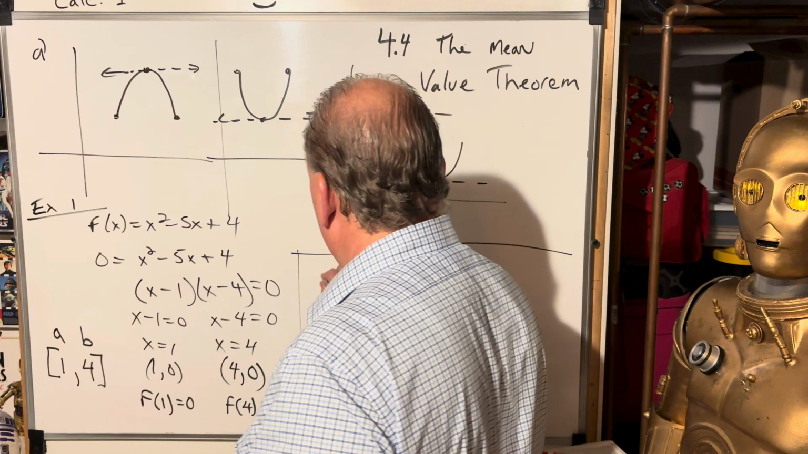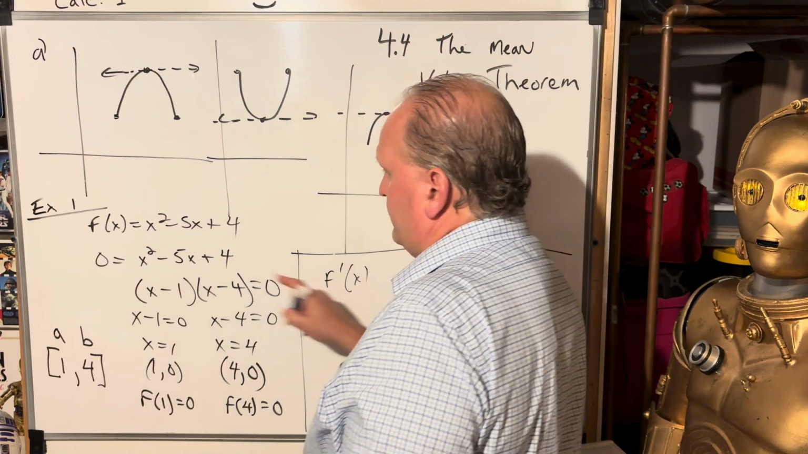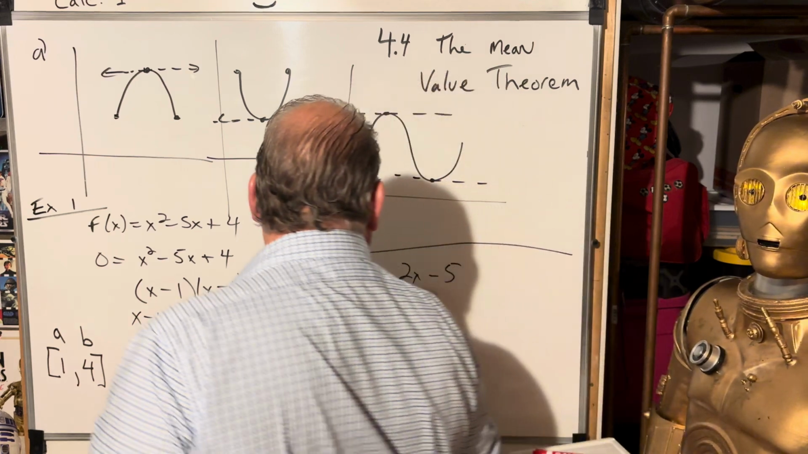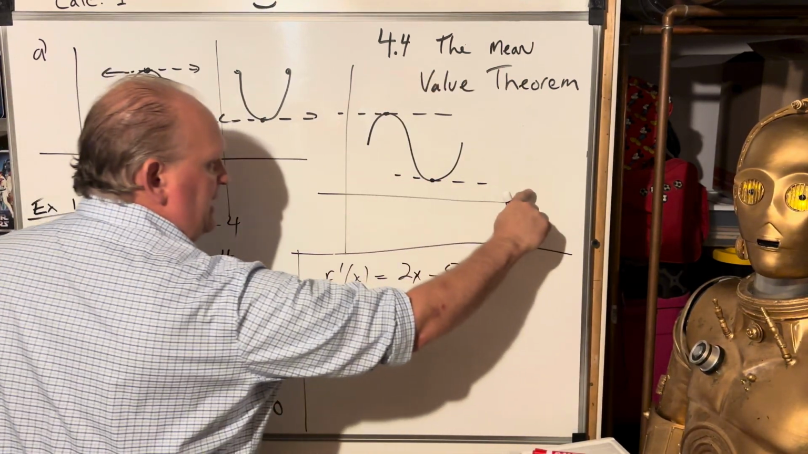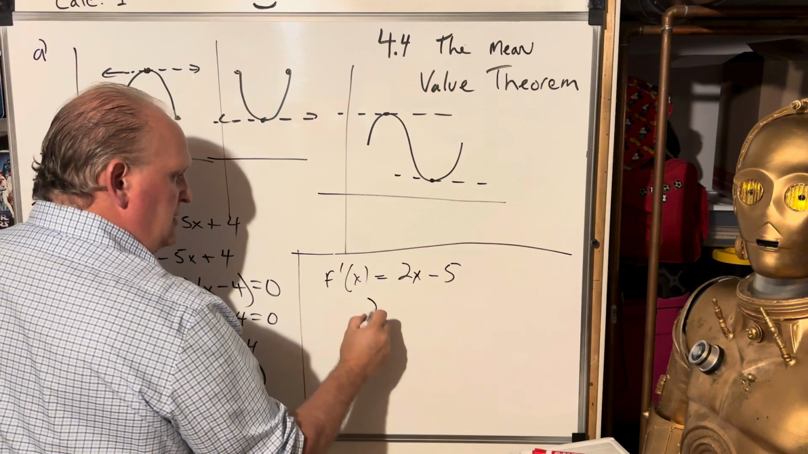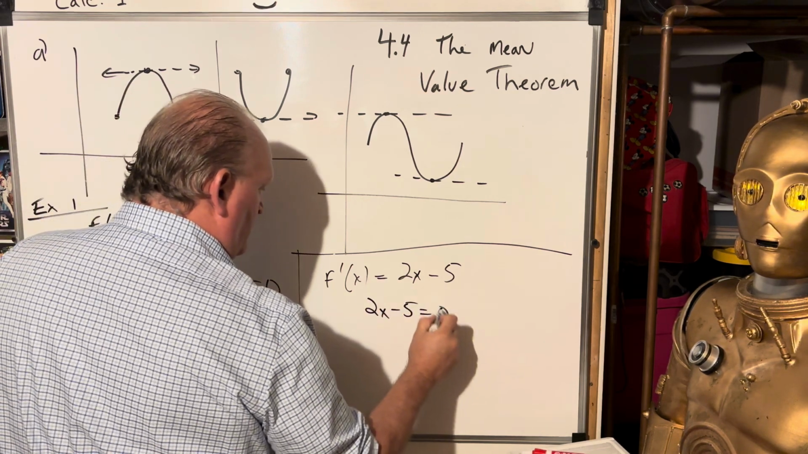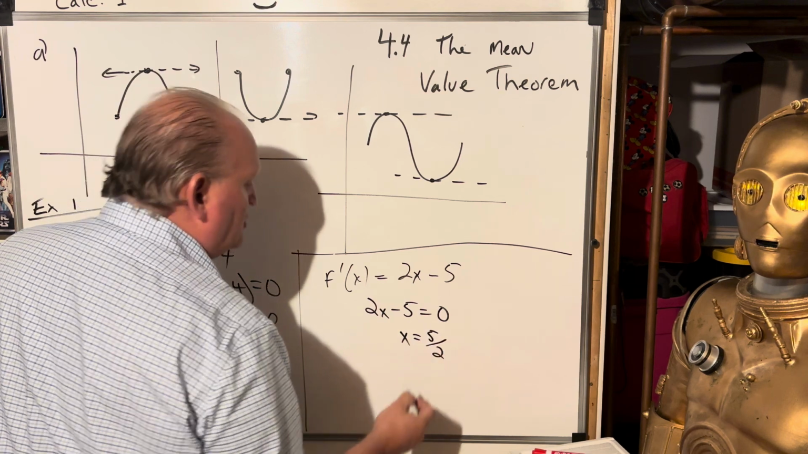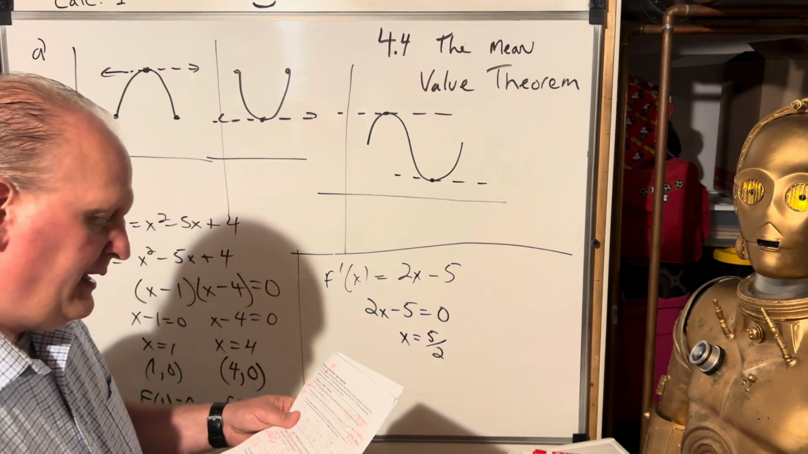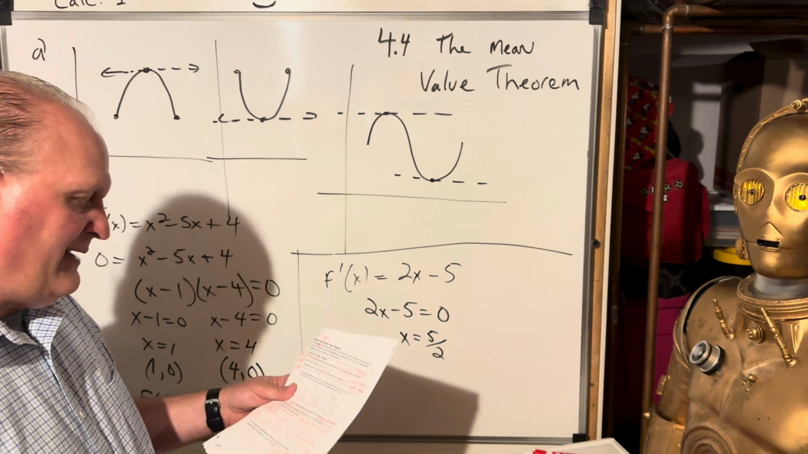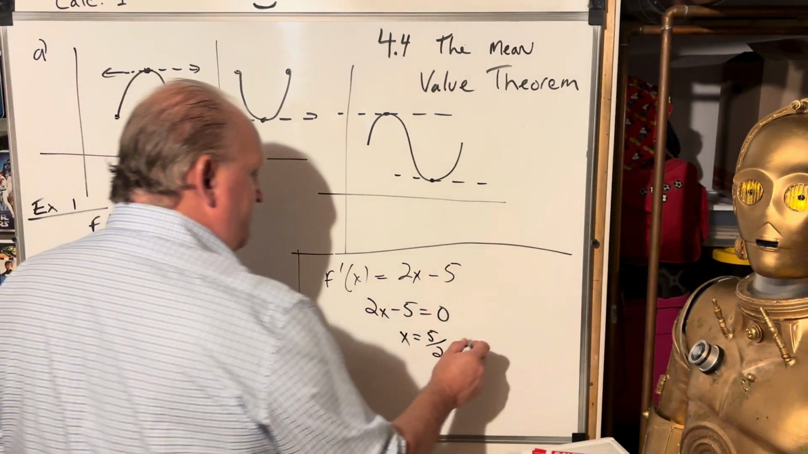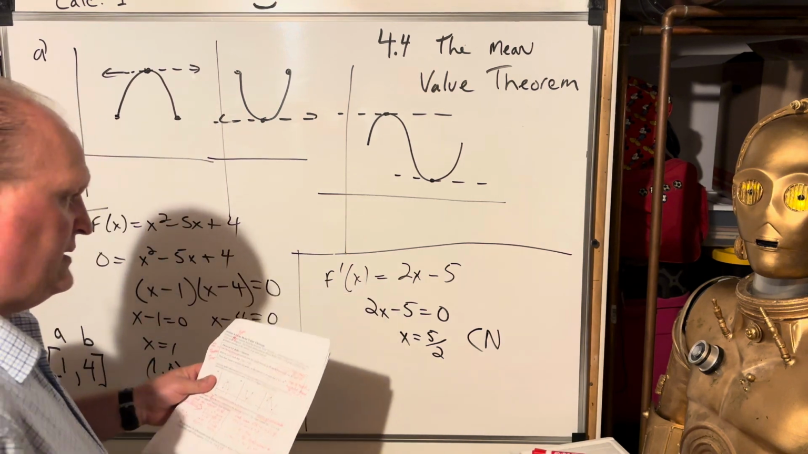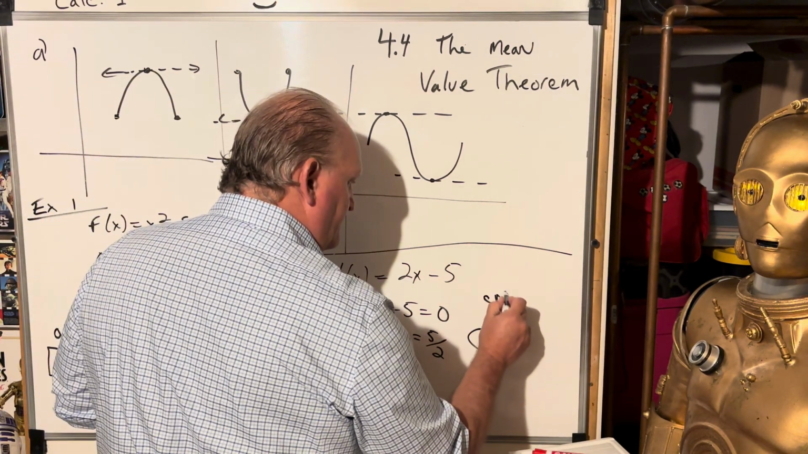So now we're going to do the derivative, which again is pretty easy, right? 2x - 5. And then we are going to set that equal to 0 because we want the tangent line. We want a slope of 0. So 2x - 5 = 0. You add the 5 over, you divide by 2. You get 5 halves, or 2.5, any of those. So we'll call it 5/2. That is a critical number.